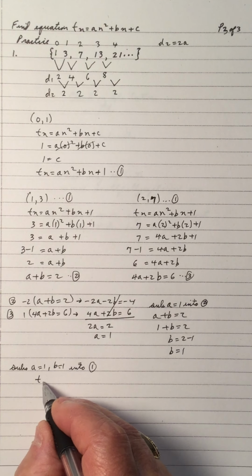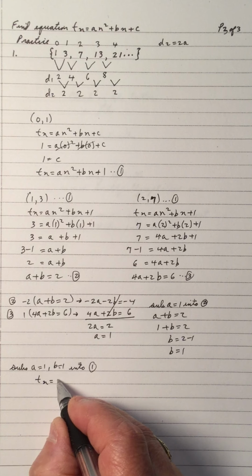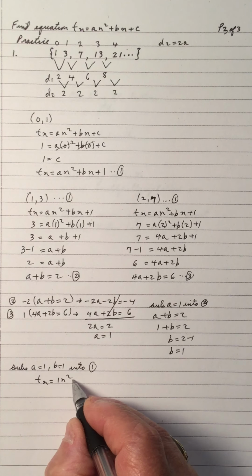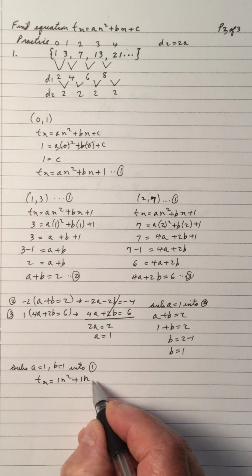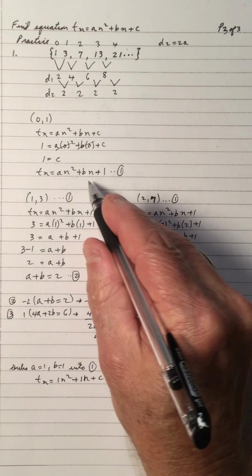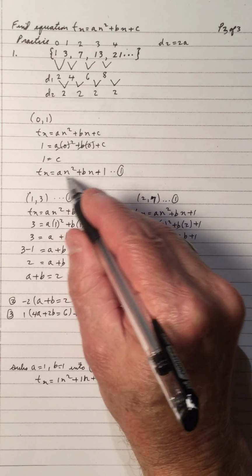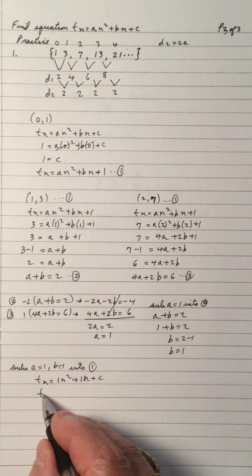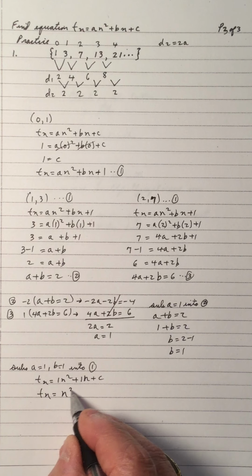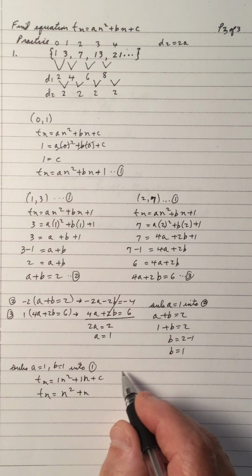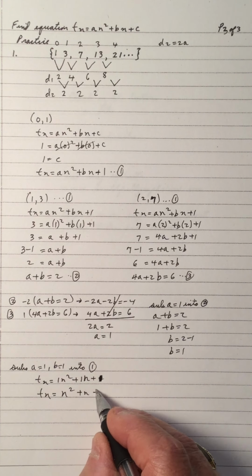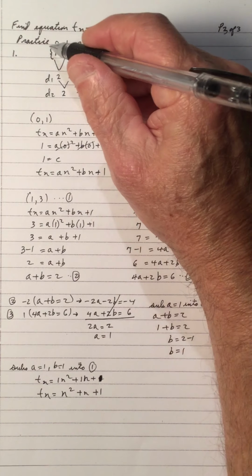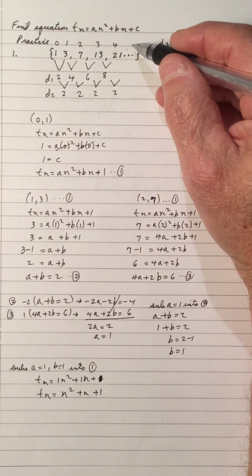So I have Tn is, a is 1, so it's 1n squared. b is 1, so it's 1n. And c is 1, into number 1 equation. So I subbed it in here. So that gives me Tn equals n squared plus n. Oh, see, c is 1. I forgot. I just wrote down c there. c is 1.